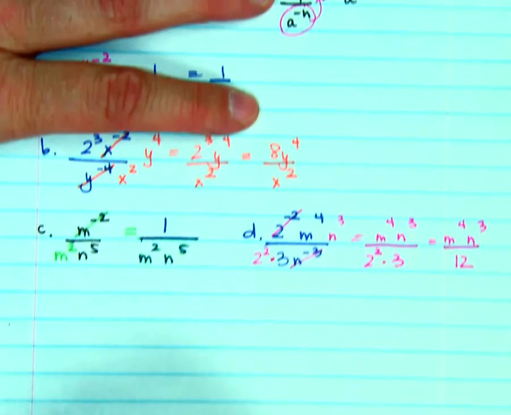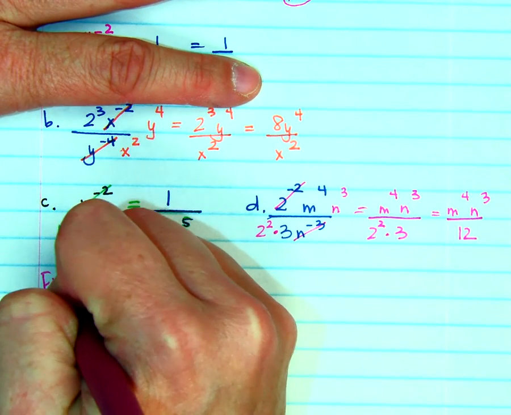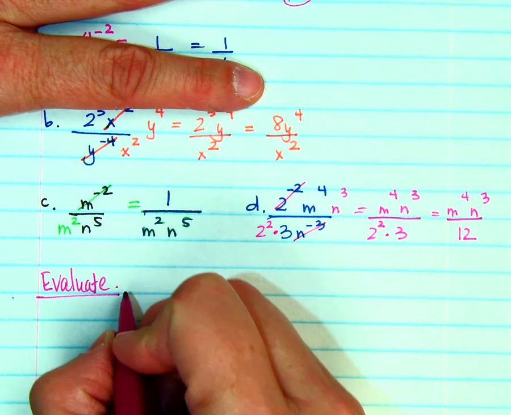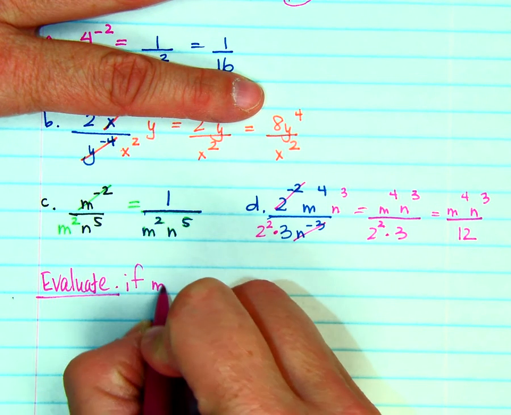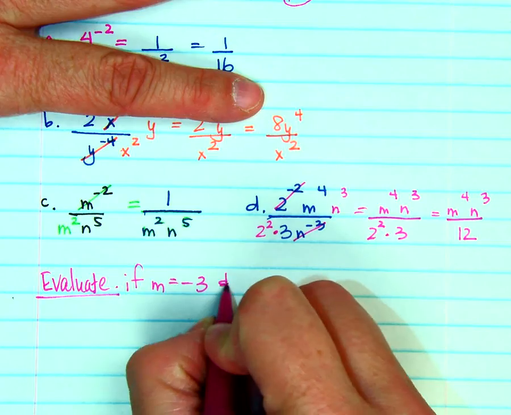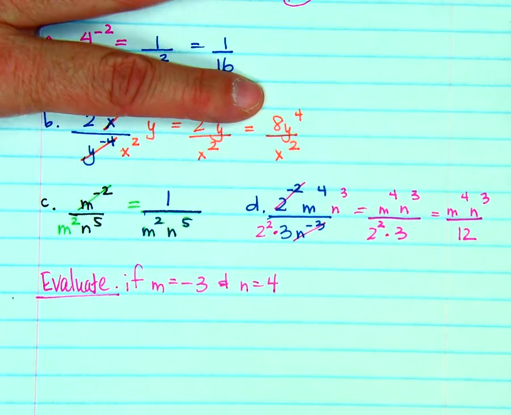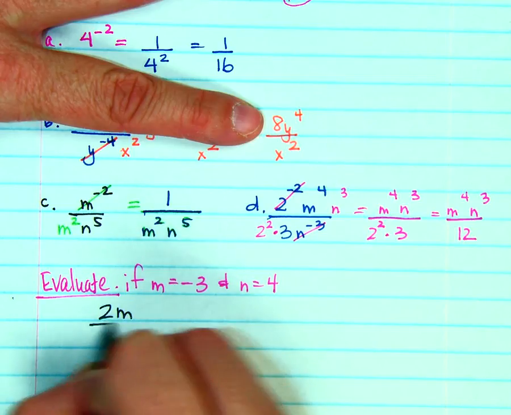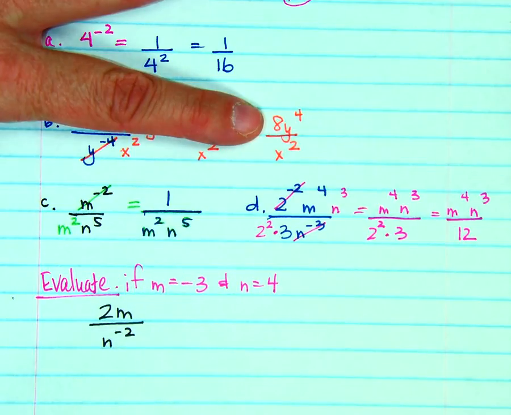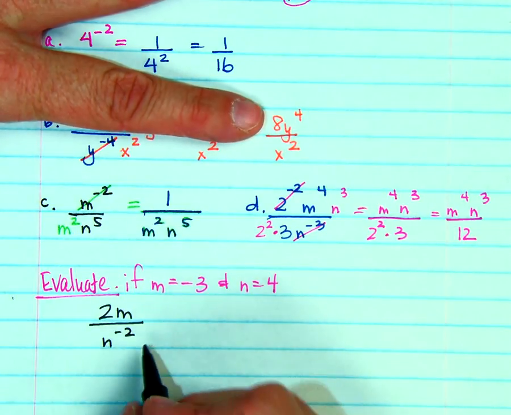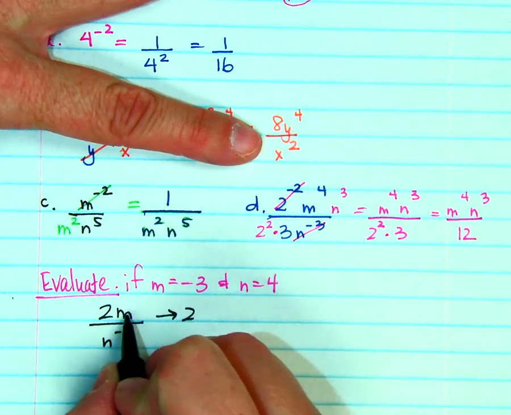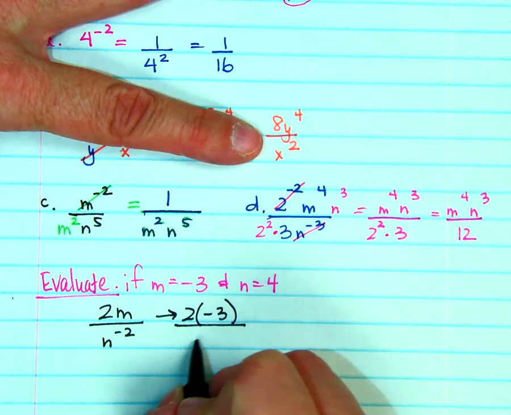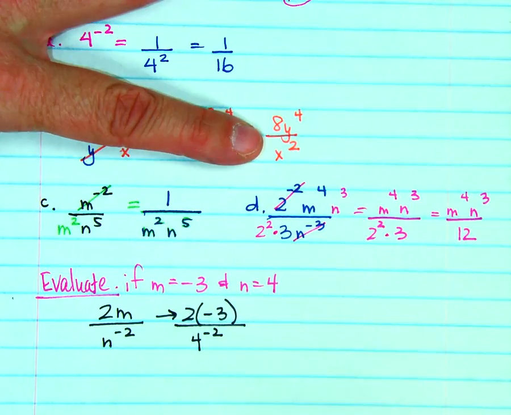One other little tidbit is with evaluating. And you guys have been doing this for a while. I want you to evaluate if m equals negative 3 and n equals 4. And I'm giving you the expression of 2m all over n to the negative 2 power. Substitute your values in. So I have 2 times m, and m is a negative 3. N is 4, and that is raised to the negative 2 power.